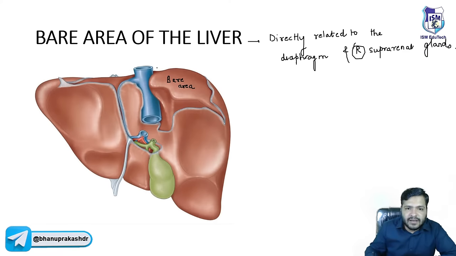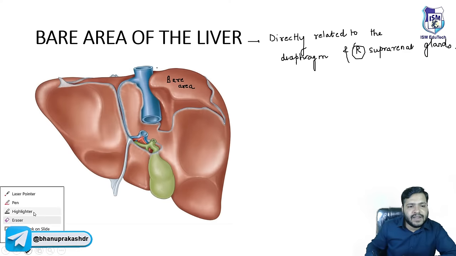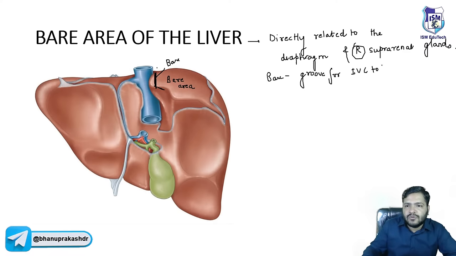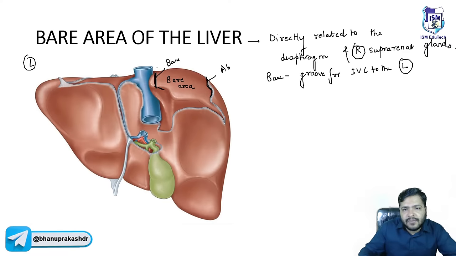Remember, this is a roughly triangular area. Now can anyone tell me the boundaries? The base of this triangle will be formed by what? The base will be the groove for the inferior vena cava, to the left. Obviously this is left, so its base is towards the left. Now this is the upper area, and this is the lower area.